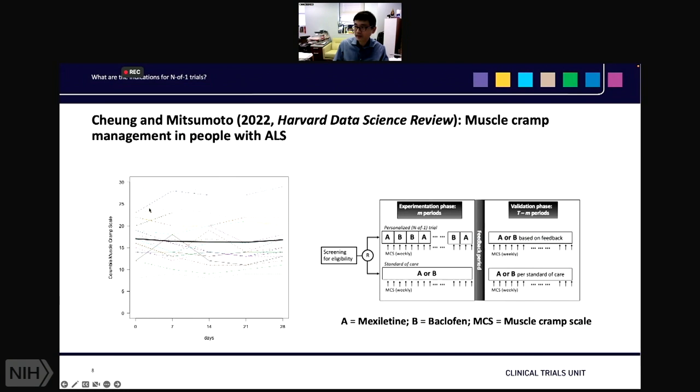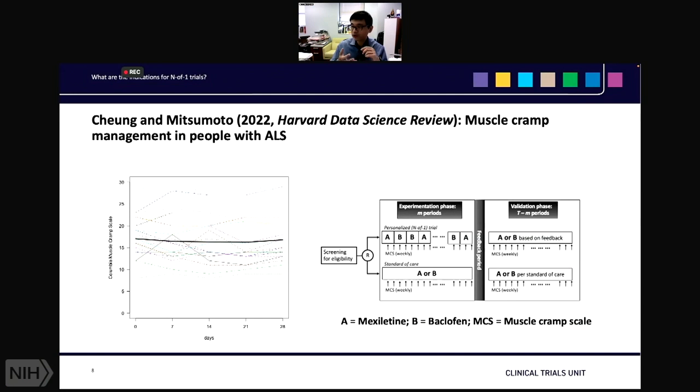So each line indicates the trajectory of a participant over time. This is the type of data or outcome that would benefit when we use an N-of-1 trial: a huge between-subject variability, but relatively steady state within the individual over time. Again, this is one of the assumptions that would be useful to have when we use an N-of-1 study.